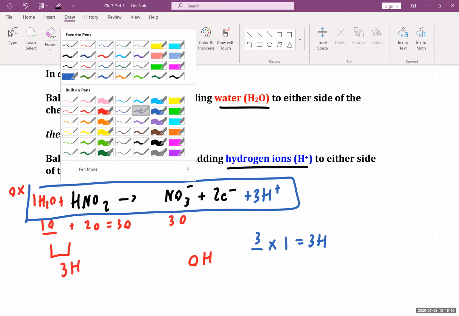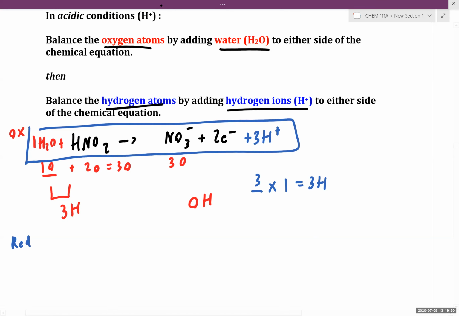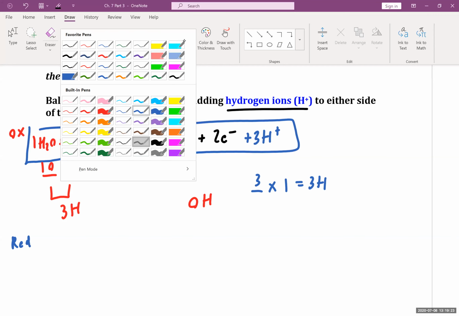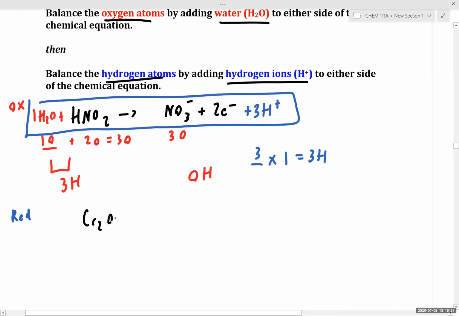Let's look at our reduction half reaction under acidic conditions. So if we have Cr2O7 2 minus leads to 2 chromium 3 plus and 6 electrons. Let me give a little more space. I'm going to write this with a little more space so that when we add all of our chemical species to each side, we don't run out of space.